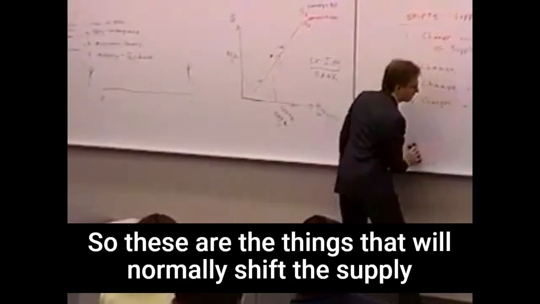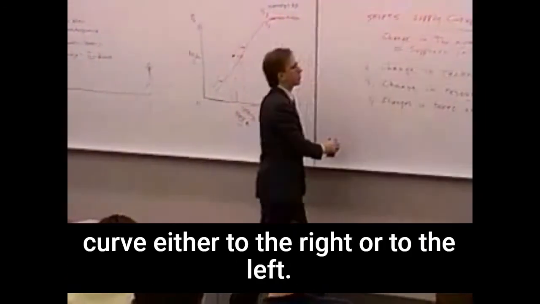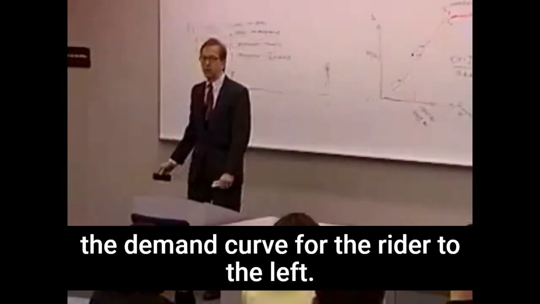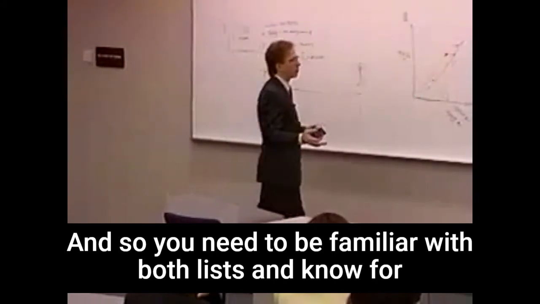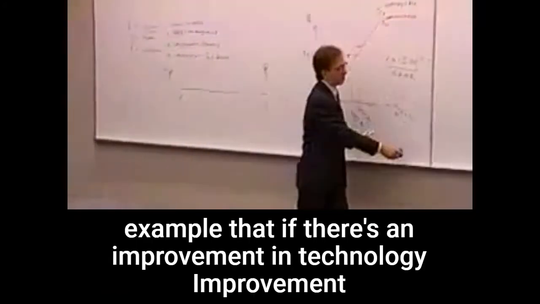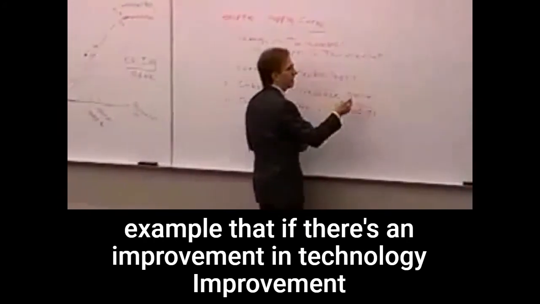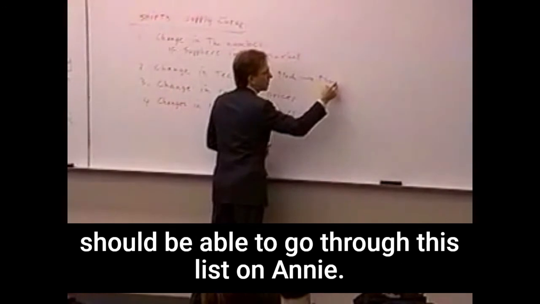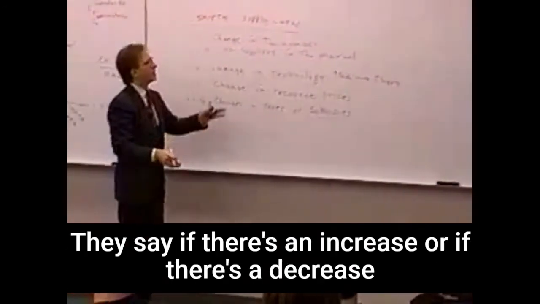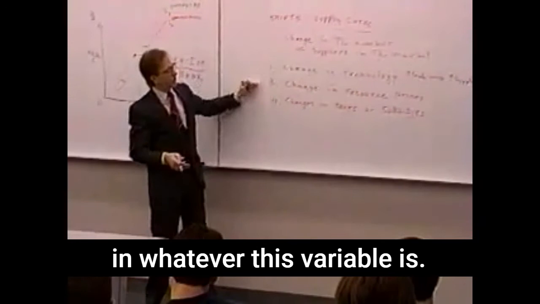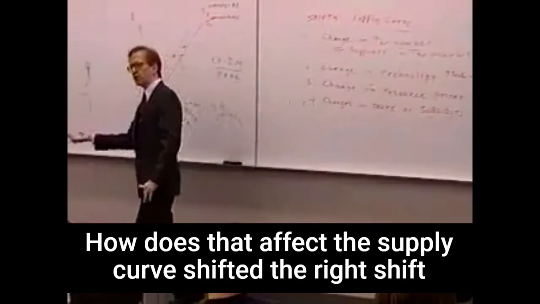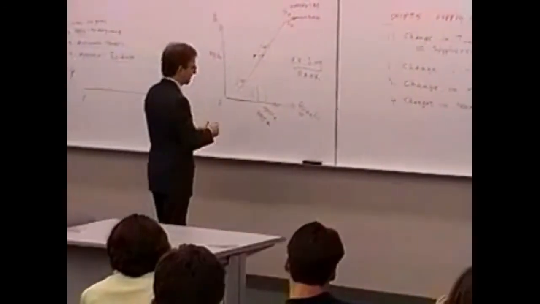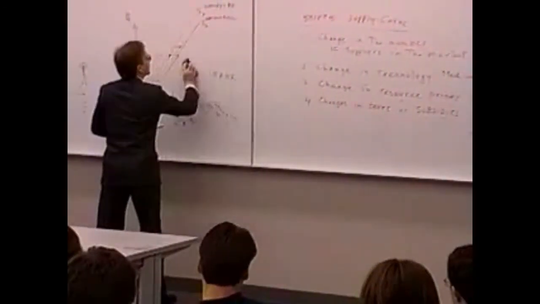So these are the things that will normally shift the supply curve either to the right or to the left. We already had a list the other day of things that will shift the demand curve to the right or to the left. And so you need to be familiar with both lists and know, for example, that if there's an improvement in technology, there's an increase in the supply. You should be able to go through this list and in each case say if there's an increase or a decrease in whatever this variable is, how does that affect the supply curve? Shifted to the right, shifted to the left. Okay?